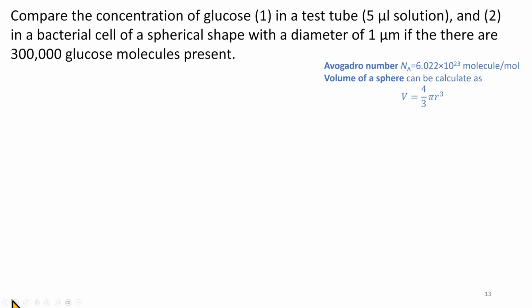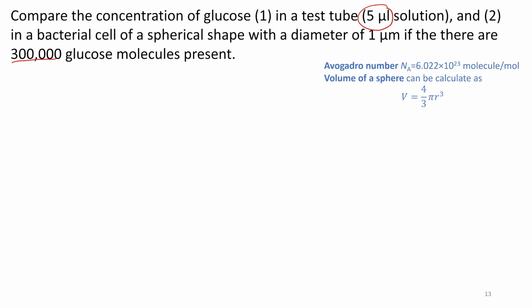By doing this problem that highlights the second advantage of compartmentalization, increasing the local concentration. So here we need to calculate the concentration that can be achieved if we have 300,000 glucose molecules dissolved in 5 microliters of a solution in a test tube.